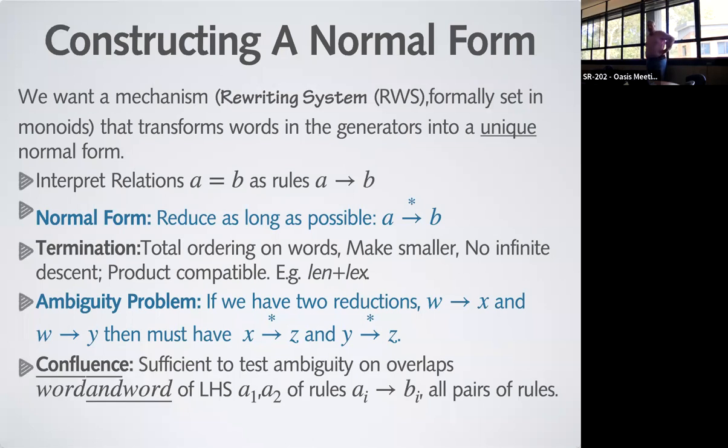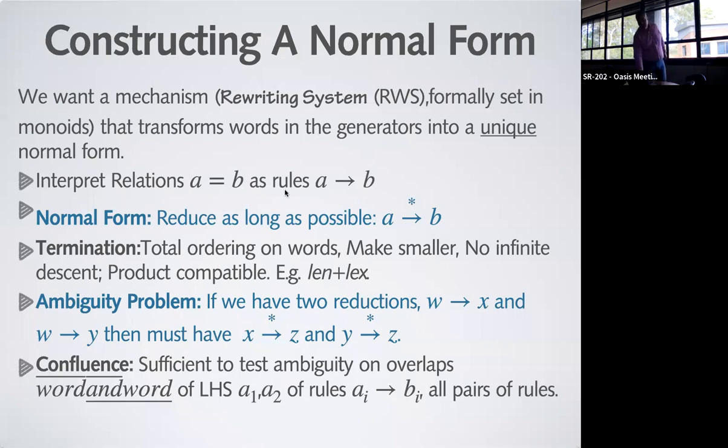for finding a normal form of elements. I want to transform a word in generators into a unique normal form. So how am I doing this? If I look at it as a finitely presented group, I interpret relations among generators as rules.